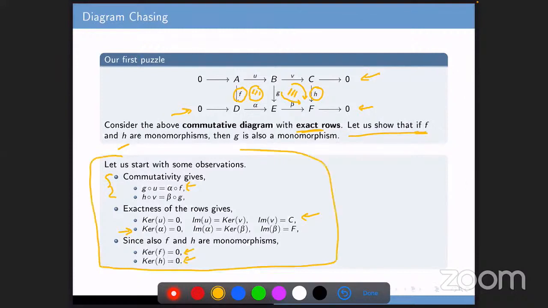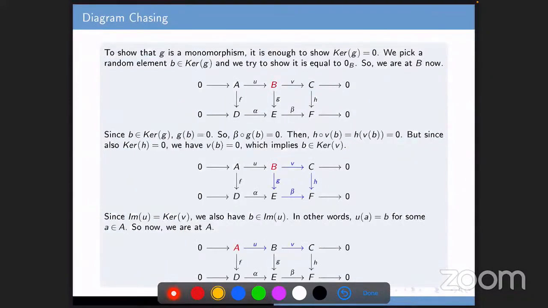And now we need to show that G is also a monomorphism. To show that G is a monomorphism, it's enough to show that its kernel is 0, right? We have been seeing why these are equivalent. And we pick a random element B from the kernel G. And what we do is we try to show that it is equal to the identity of B, which is denoted by 0 of B, right?